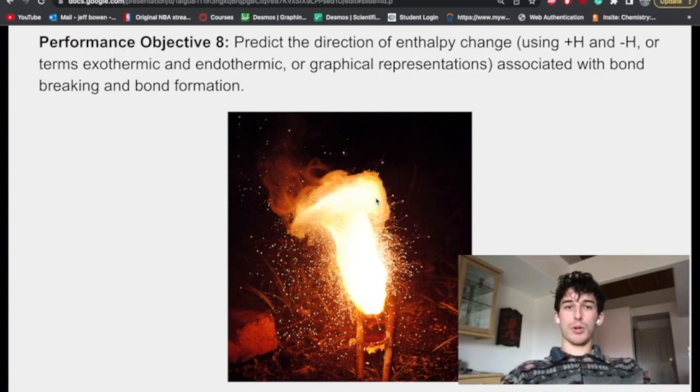Performance objective number 8: predict the direction of enthalpy change using plus H and minus H, or the terms exo and endothermic, or graphical representations associated with bond breaking and bond formation. So here is an image of some thermite, a well-known exothermic reaction, that is, energy is being released from the system during the reaction.